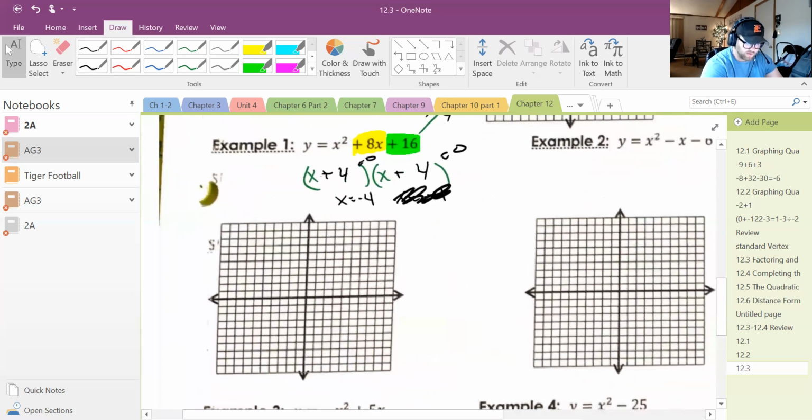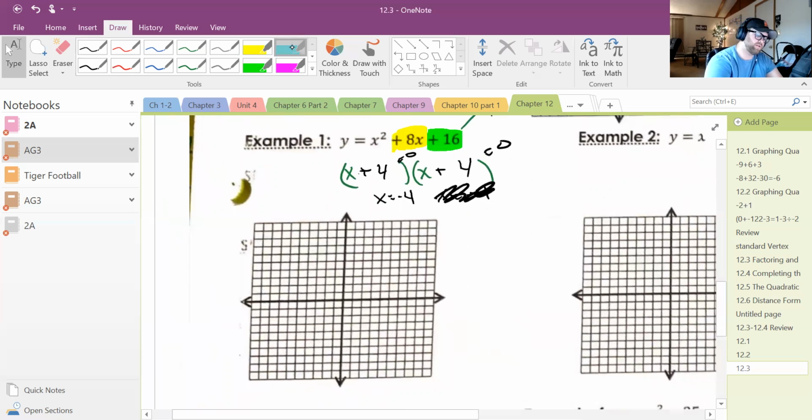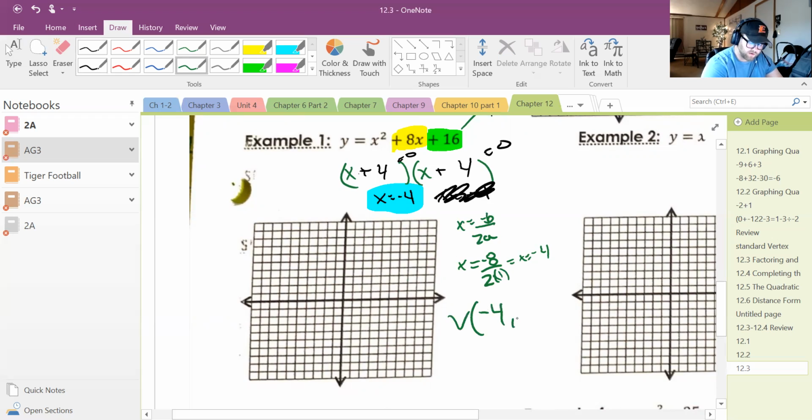Okay. So when you have just 1 zero, let's go ahead and find the vertex. So remember, vertex is negative b over 2a. So x equals negative b over 2a. Okay, so it's going to be x equals negative 8 over 2 times 1. X is going to be negative 4. Okay, but when I plug negative 4 back in, my vertex is going to give me negative 4 comma 0.